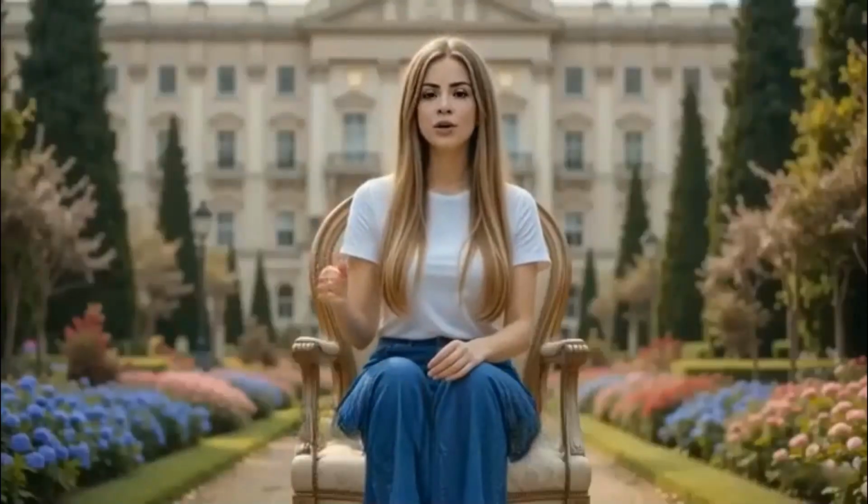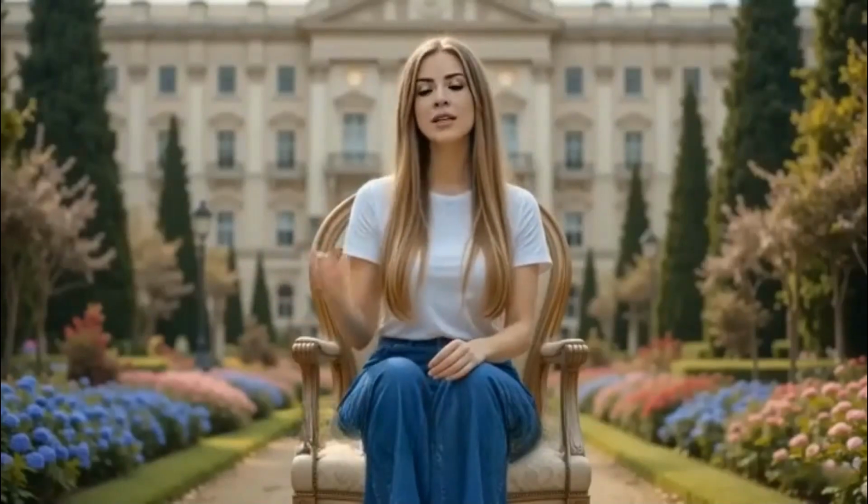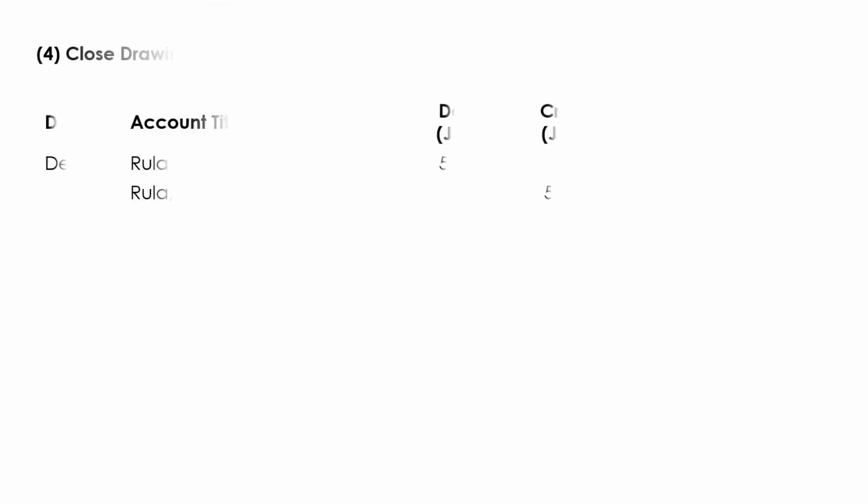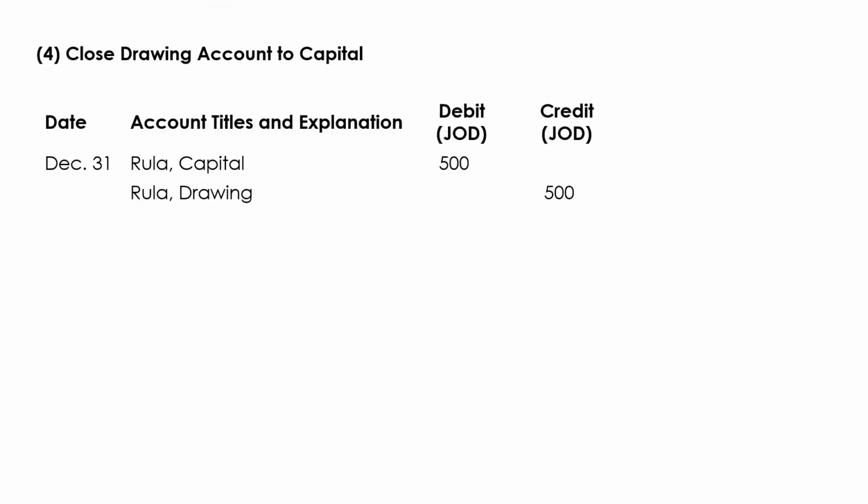And now we will complete the closing process with the final entry, transferring the balance from the drawing account to the capital account. The drawing account represents the owner's withdrawals during the year and typically carries a debit balance. To eliminate this balance, we credit the drawing account and debit the owner's capital account, effectively reducing the owner's equity by the amount withdrawn. Specifically, we will debit Rula capital for 500 Jordanian dinars and credit Rula drawing for the same amount.